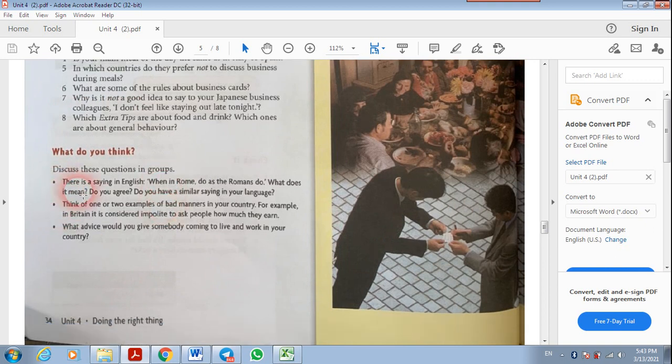especially the first one. There is a saying in English, a saying, يعني مقولة. When in Rome, do as the Romans do.